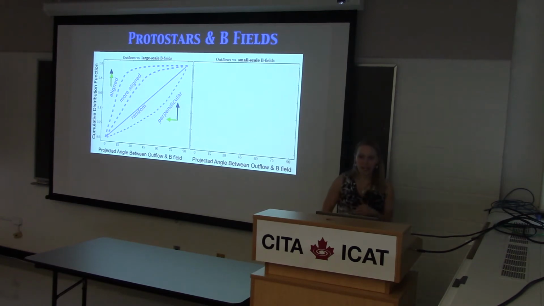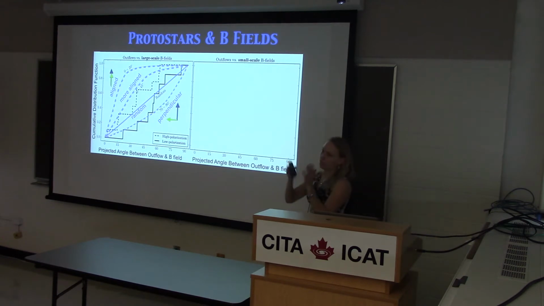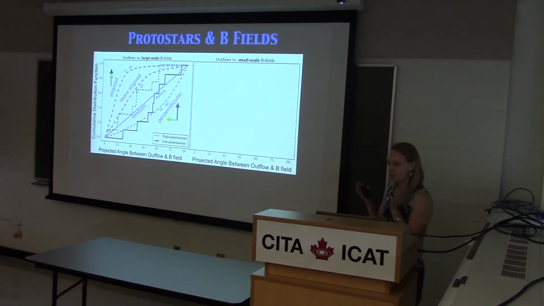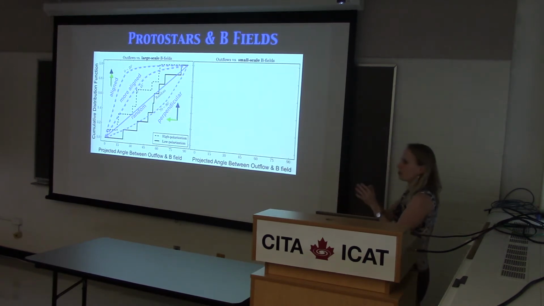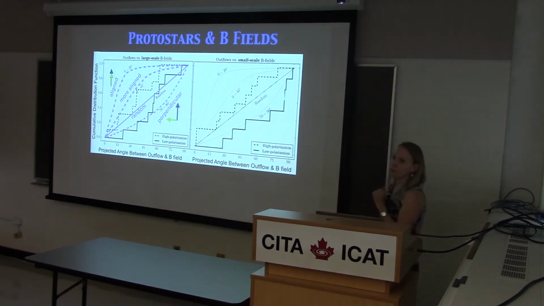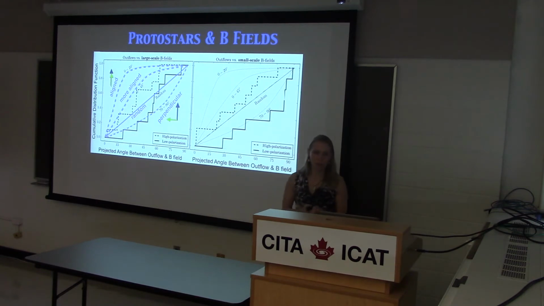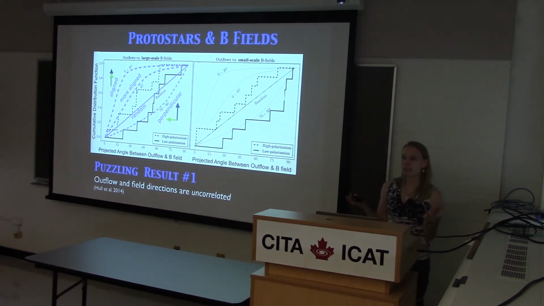All right? And the survey says random to even perpendicular. Right? A very strange result. And this seems to hold not just for this larger scale, this core scale, but also even smaller scales, random to even misaligned, right? So a puzzling result. So this is puzzling result number 1, which is that outflow and field directions appear to be uncorrelated.